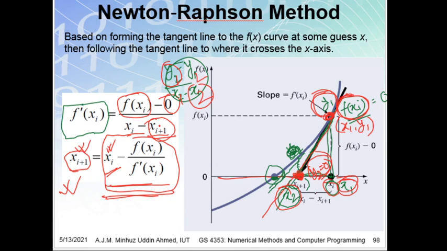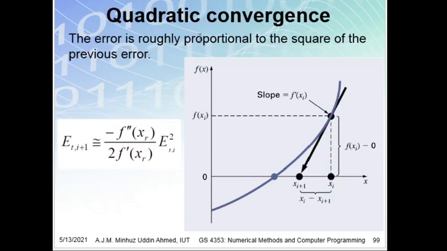So this is the main philosophy behind the Newton-Raphson method, which has quadratic convergence, as I have discussed. This is E(i plus 1), that is, you can calculate the true error value of the next approximation or any later value from any initial value.